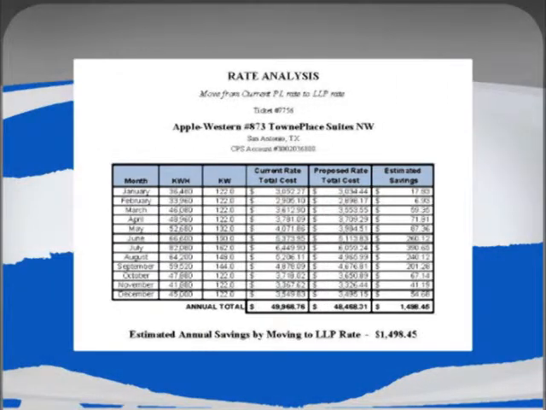We also provide rate analysis. This particular example shows what the client was spending on the current rate, $49,966. We ran the analysis and showed other rates that were available, and there was one available that showed that the client would have paid $48,468, for savings of about $1,500 per year.